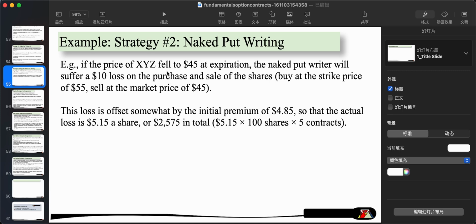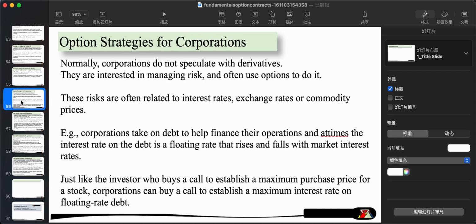For example, if the price of XYZ fell to $45 at expiration, the naked put writer will suffer a $10 loss on the purchase and sale of the shares. So you have to buy at the strike price of $55 and sell at the market price of $45. This loss is offset somewhat by the initial premium of $4.85, so that the actual loss is $5.15 per share, or $2,575 in total. That's 5.15 times 100 shares times 5 contracts.